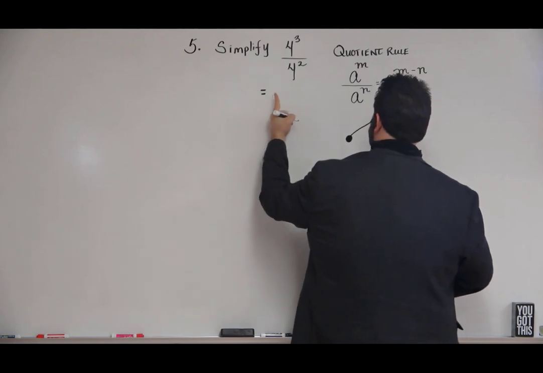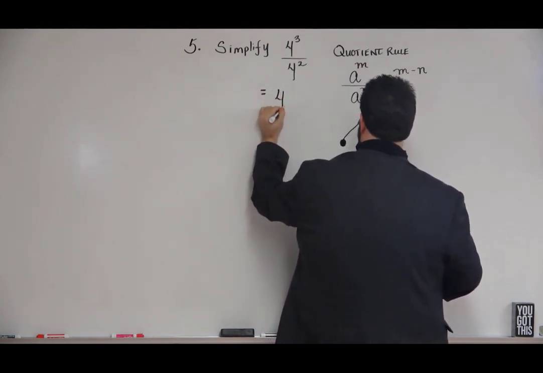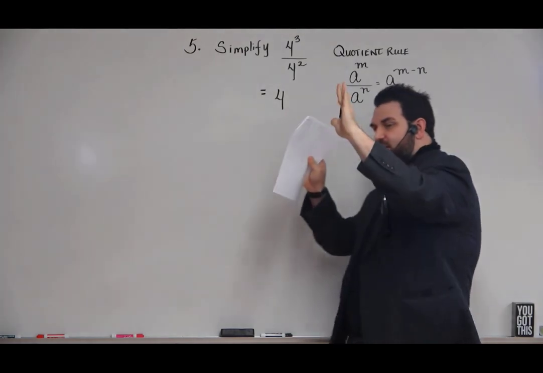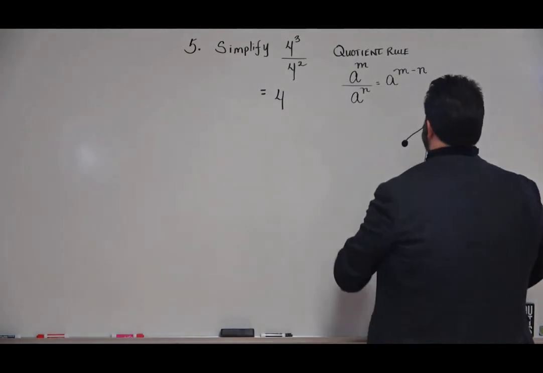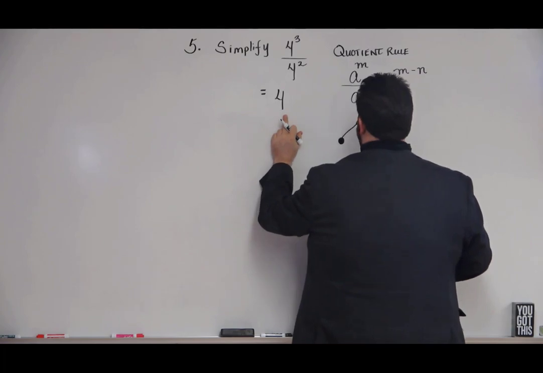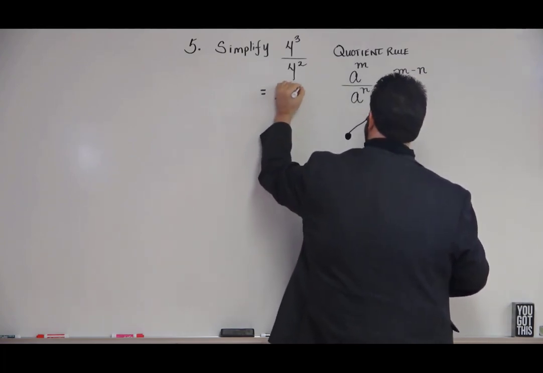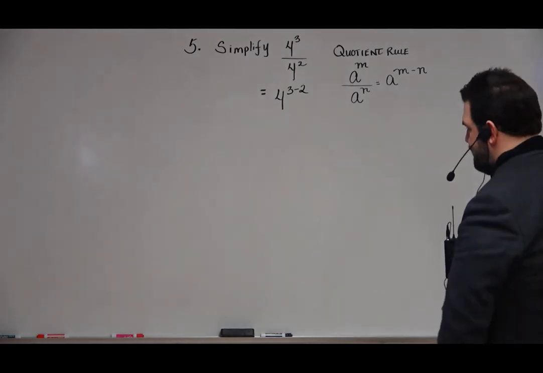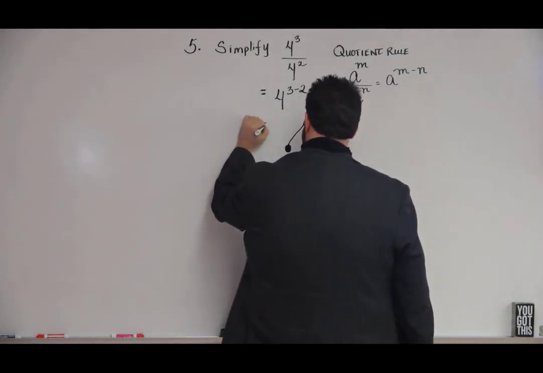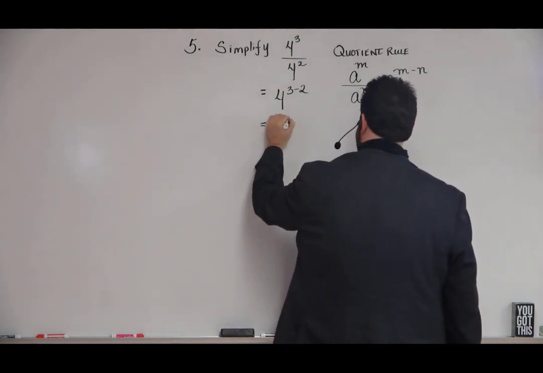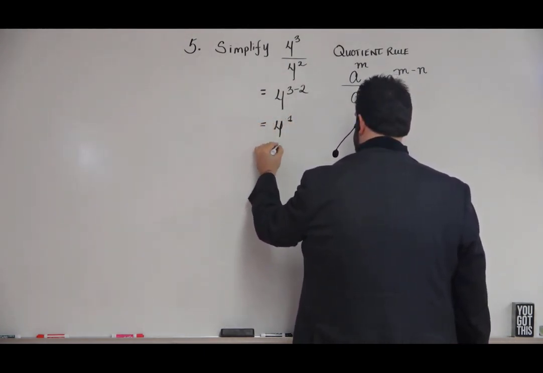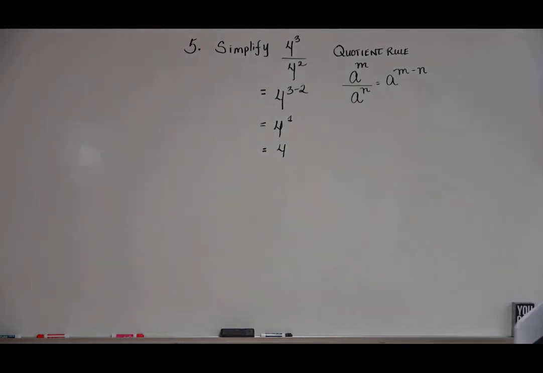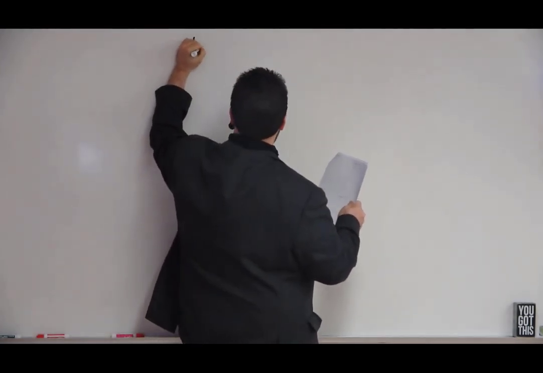And then write the base of 4. Remember to write that base. It's all about that base. Write the 4 and then put 3 minus 2. Okay? Well, that's 4 raised to the power of 1, which is just another way of saying 4. Final answer, 4. All right, ladies and gentlemen, number 6 coming up. Here we go, number 6.